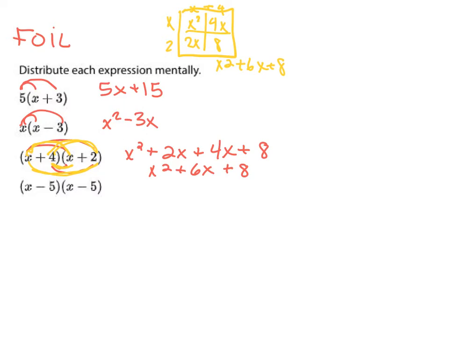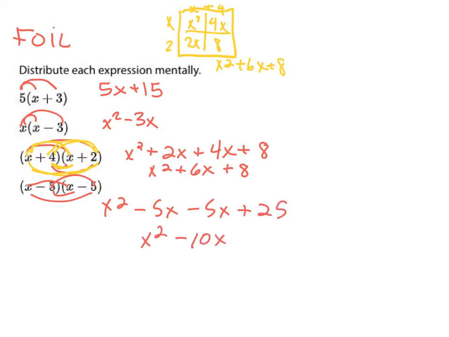All right, let's go back here. So first, outer minus 5x, inner minus 5x, and last. Collect like terms. Some of you can do this in your head now. There you go. We did not go mentally, but we did do some distribution.